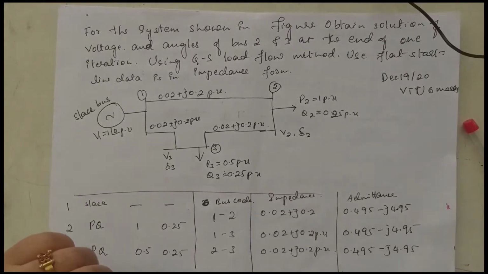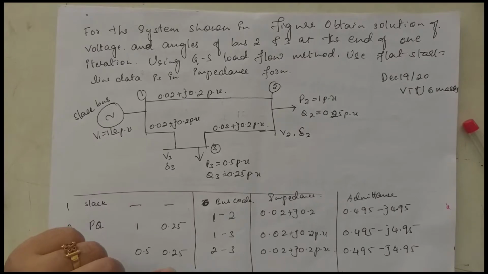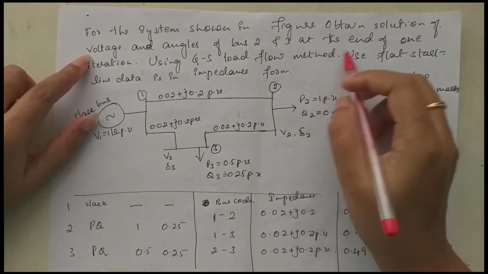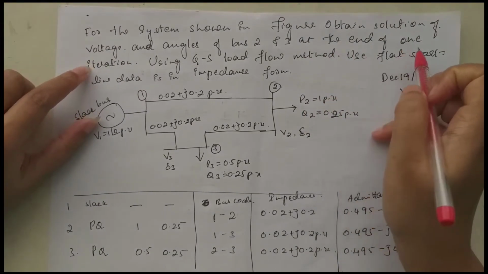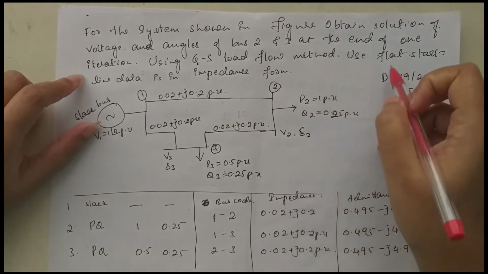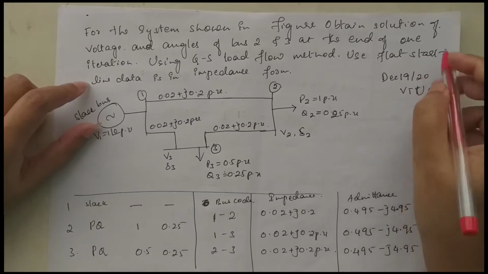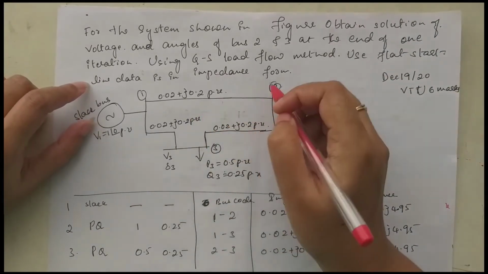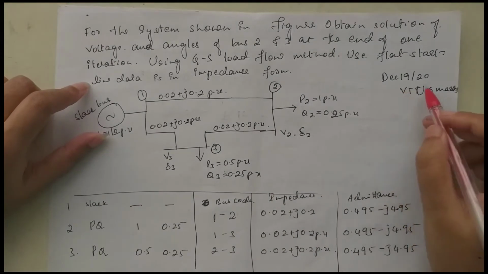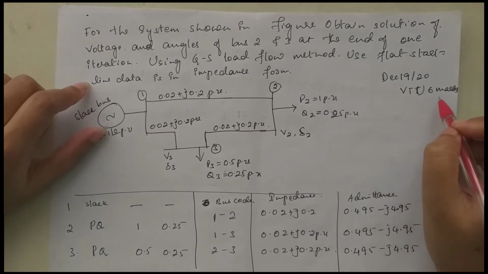This is the next problem which is asked in VTU question paper. For the system shown in figure, obtain solution of voltage and angles of bus 2 and bus 3 at the end of first iteration using GS load flow method. Use flat start. Line data is in impedance form, which was asked in December 2019-20 question paper, 6 marks.